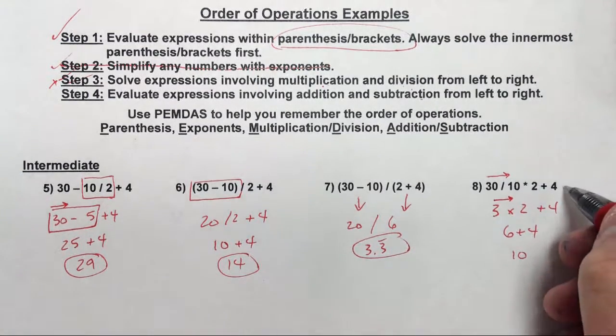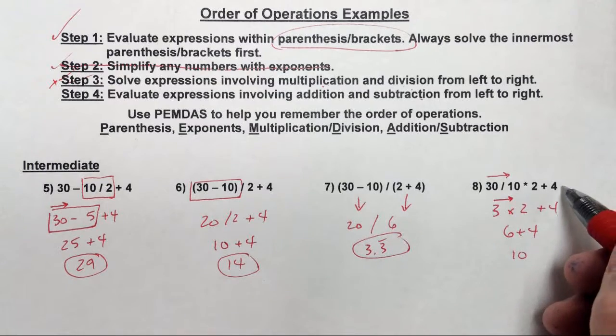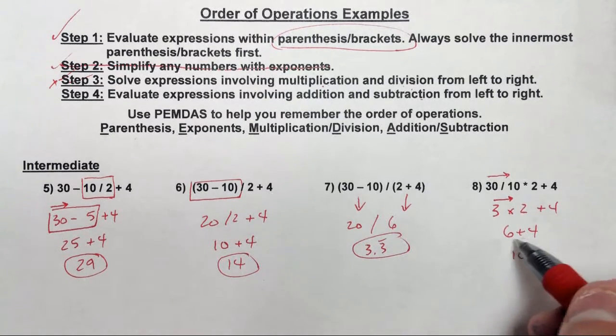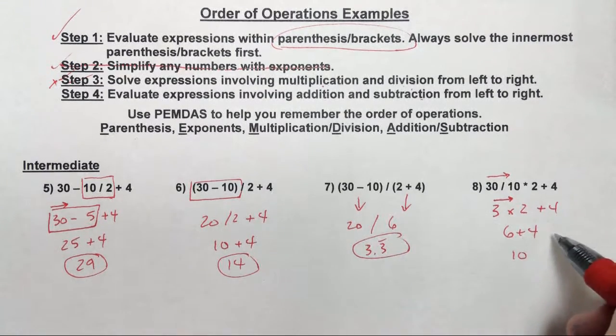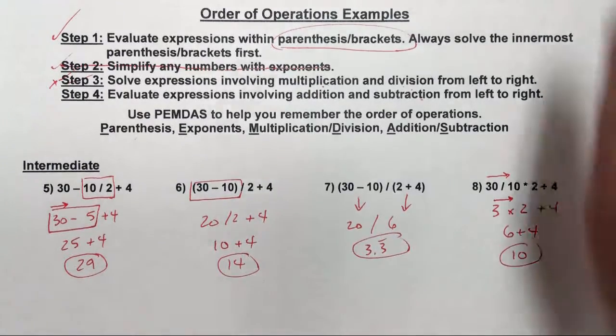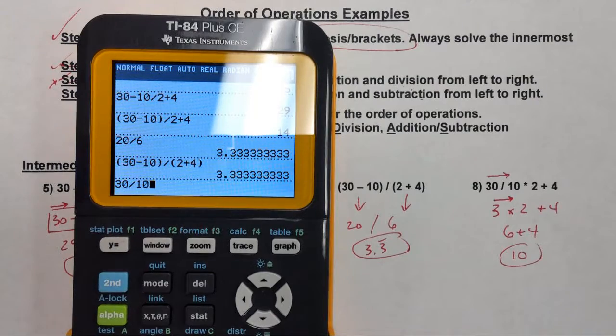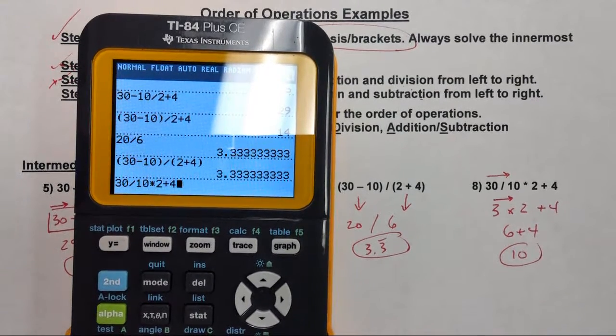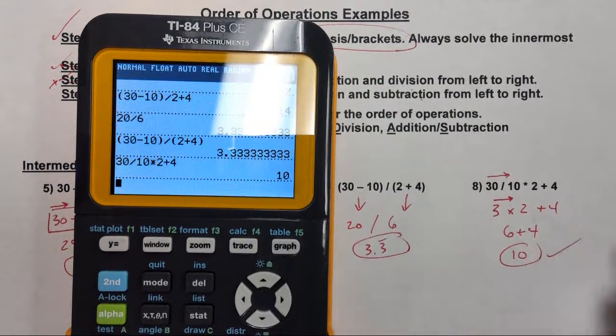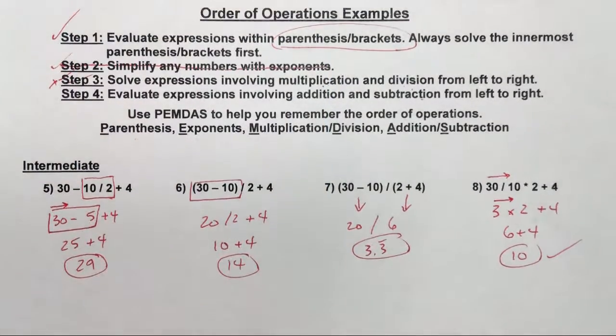Now, had there been a subtract here, like a subtract 5, I would have done the addition first and then subtracted 5 at the very end. But that's not what this is asking. So just to double check my answer here, let's do 30 divided by 10 times 2 plus 4, and notice I get 10 as well. So that hopefully helps you understand the more challenging problems a little bit better.